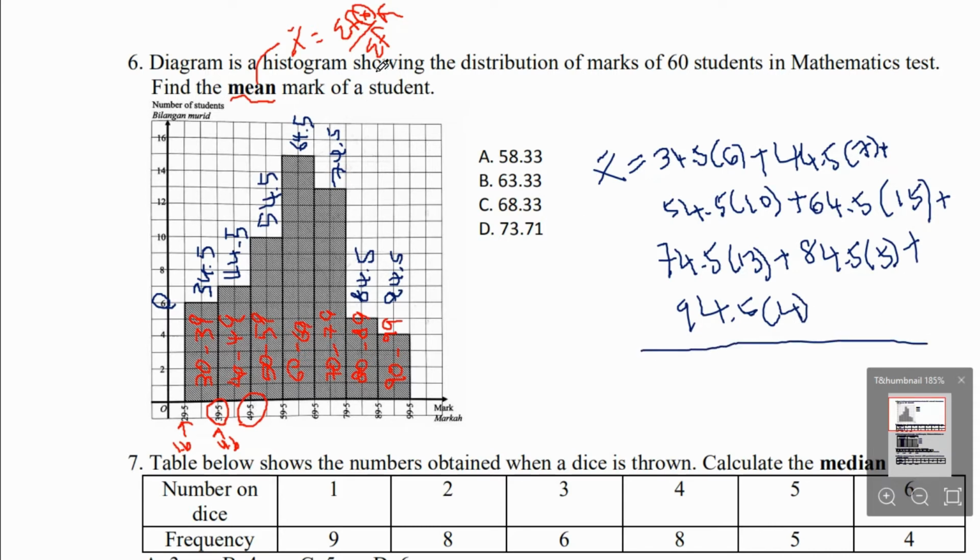divided by total frequency. Okay, you can add up all the frequency here, or you can use this number because from the question we are given total we have 60 students, so you just need to divide it by 60. Okay, you use your calculator to calculate and you will have 63.33. Okay, so the answer is there.